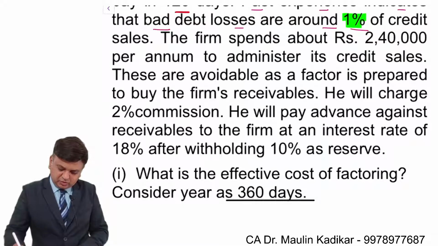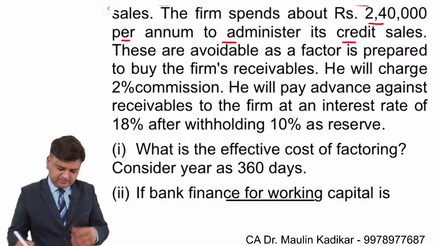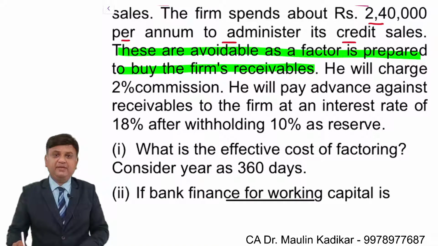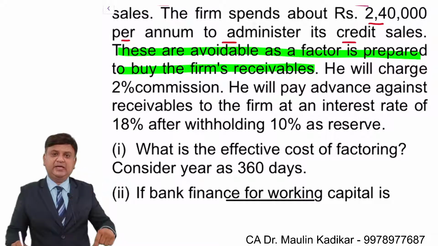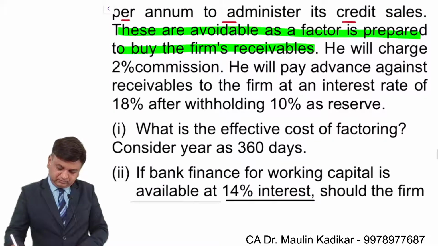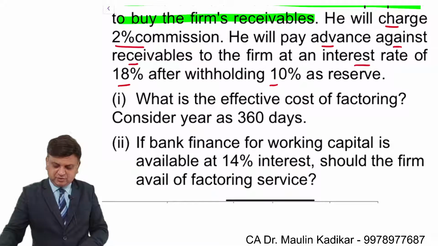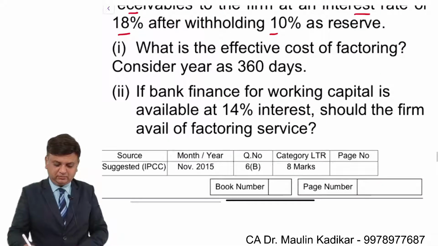The firm spends about 2,40,000 per annum to administer its credit sales. Highlight the portion: these are avoidable as the factor is prepared to buy the firm's receivables. Means specifically they have provided to us that these 2,40,000 expenses will not be incurred in future. He will charge 2% commission. He will pay advance against the receivable to the firm at an interest rate of 10% after withholding 10% as reserve. So the factor's rate is always 10%.